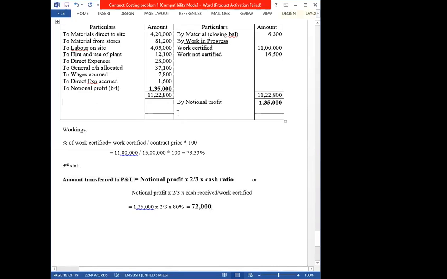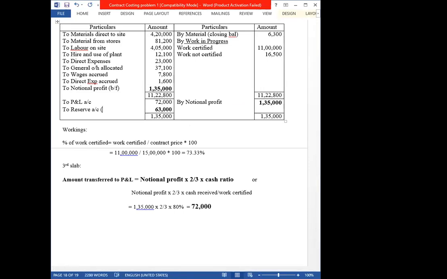So I'm going to write in the debit side to P&L account 72,000. So what is the remaining? You balance it, and you will get the remaining as reserve. So 1,35,000 and the balance will be called as to reserve account. How much balance is it? It is coming 63,000.